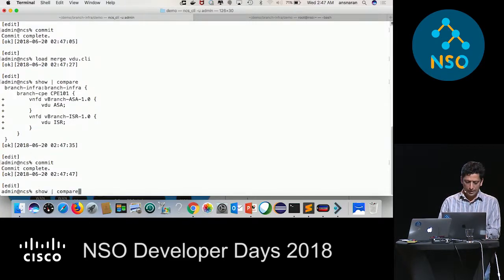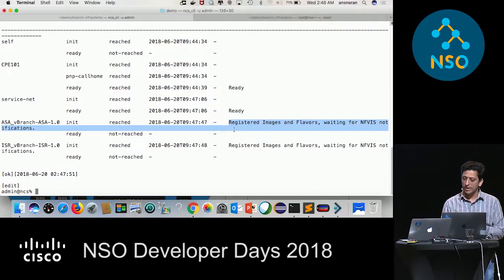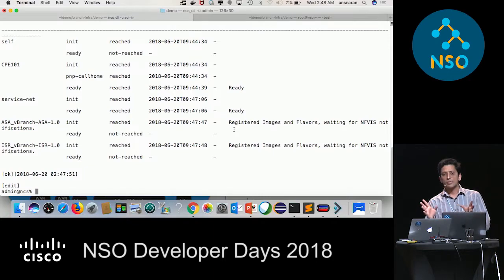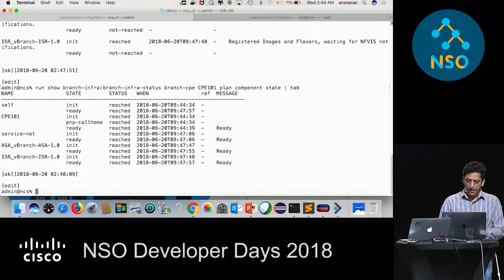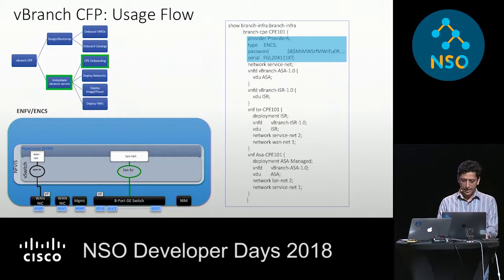Okay. And as I mentioned, plan will provide insight into where core FP is with respect to the creation. In this case, we can see that the config to register the image has been pushed to the device. Core function pack is waiting for notifications to come back from the device. And now we can see the image flavors have been registered on the device. Now let's see what exactly was done.